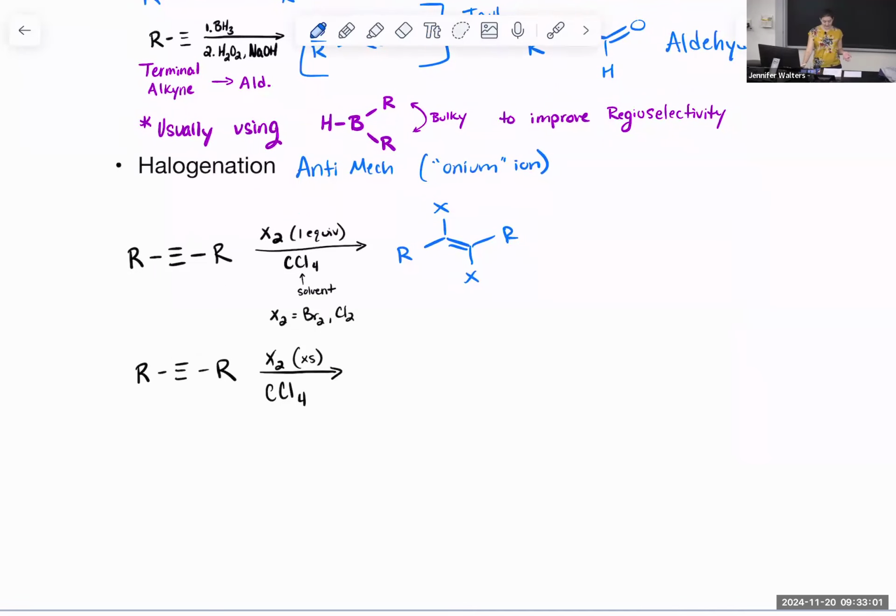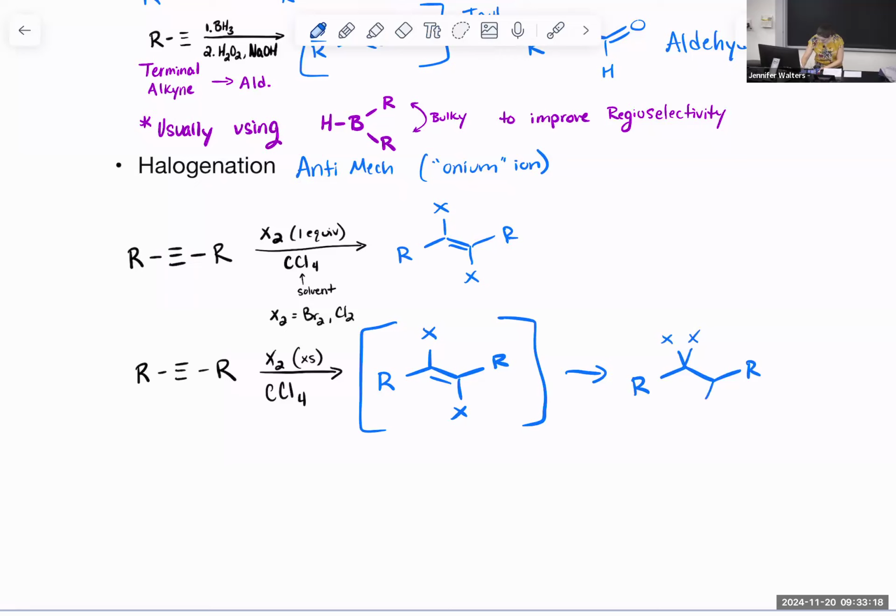If I have excess, well, we're still going to go through that middle alkene. But because that is still an alkene, it can keep reacting and just do the reaction again. So you just get a total of 4 halogens added across.